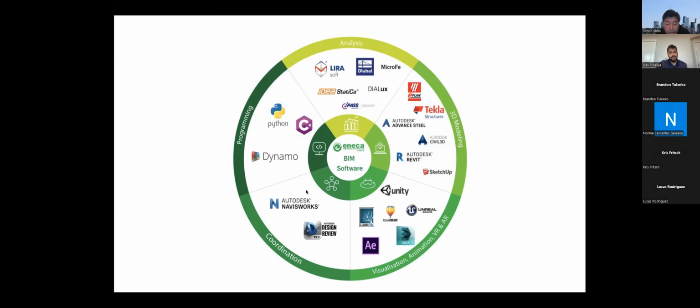Then for coordination, there's Navisworks that's majorly being used. There is another software by Autodesk, but they bought Navisworks, and now Navisworks is the main software. And then there's Procore that Simon was talking about. Then there's Revit that's being used. We actually don't do much programming, but you can do some in Dynamo and Python that can really help speed up your process.